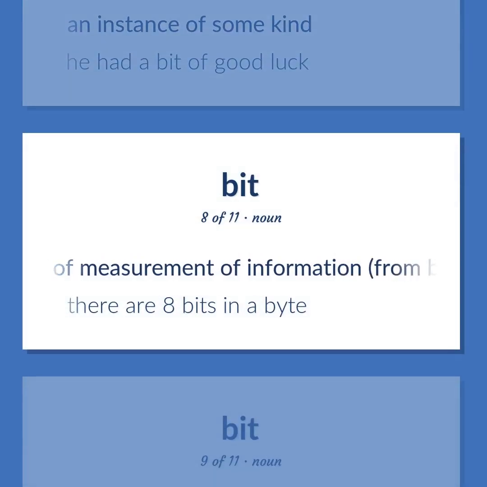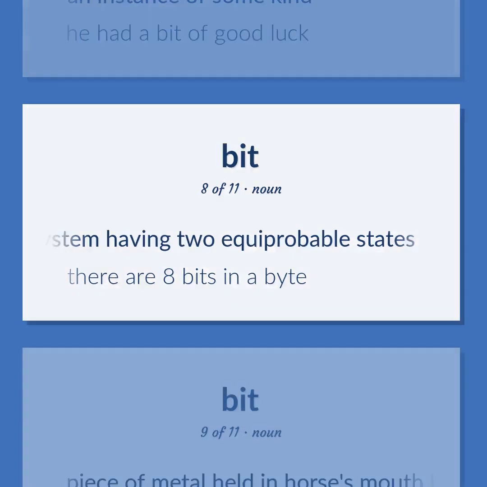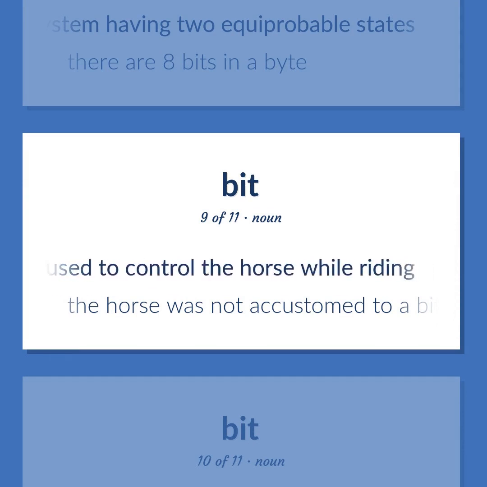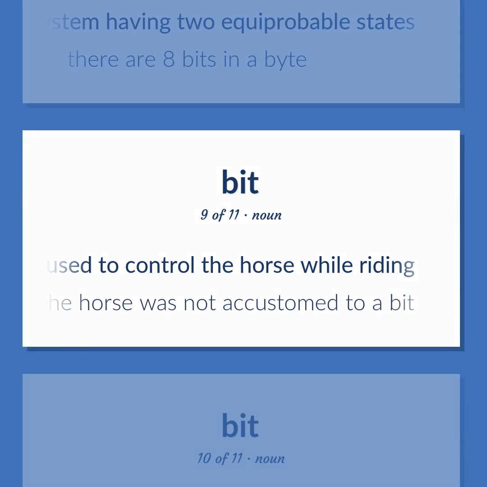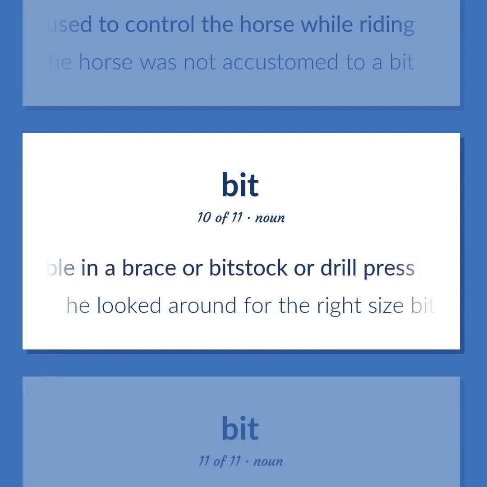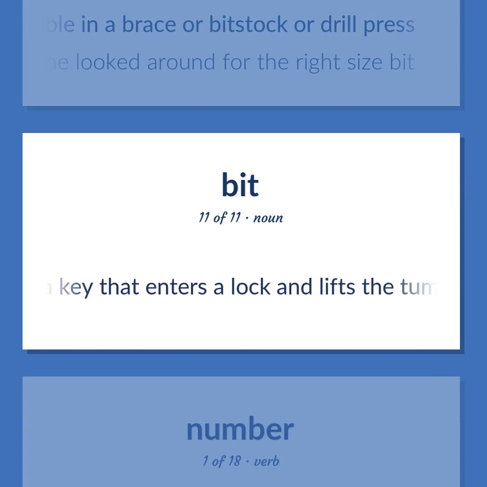A unit of measurement of information, from binary plus digit. The amount of information in a system having 2 equiprobable states. There are 8 bits in a byte. Piece of metal held in horse's mouth by reins and used to control the horse while riding. The horse was not accustomed to a bit. The cutting part of a drill, usually pointed and threaded and is replaceable in a brace or bitstock or drill press. He looked around for the right size bit. The part of a key that enters a lock and lifts the tumblers.